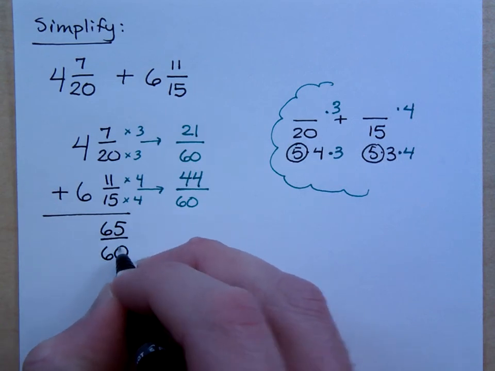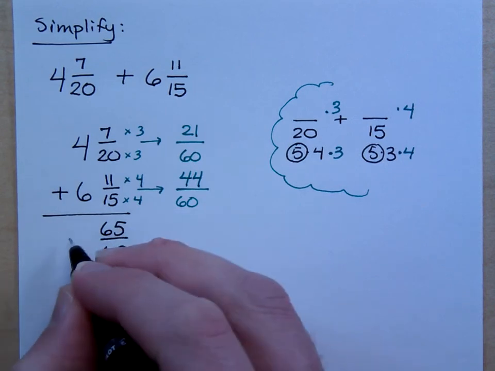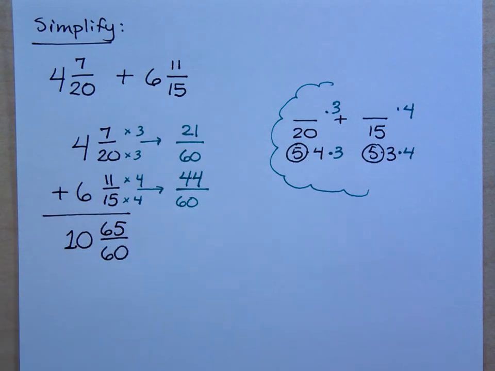And what about for the whole number part? 10. It gives me 10. Is this answer good enough? Why is this answer not good enough? It's not in lowest terms, and this guy isn't even a mixed number. Did you see that? In order to be a mixed number, this has to be a whole number, right? Which it is. This has to be a proper fraction, but 65 over 60 isn't, is it?